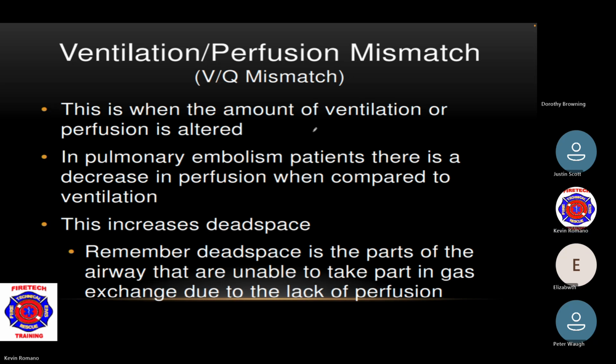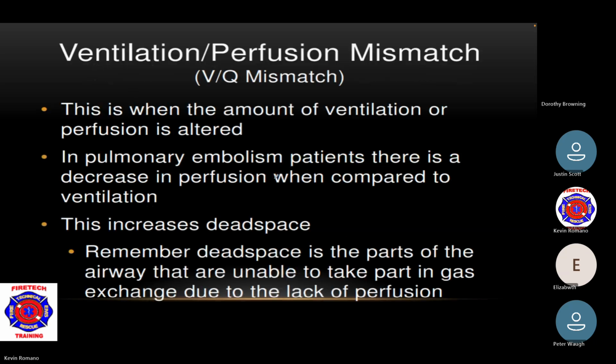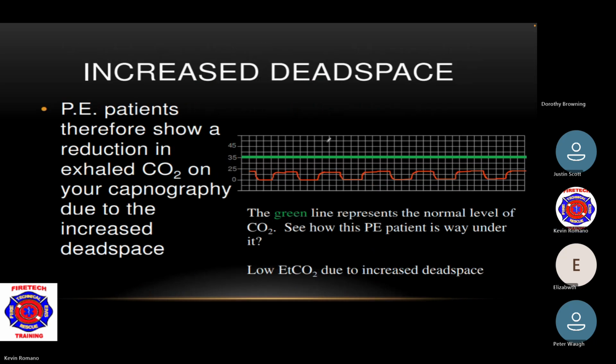Okay. This increases the dead space. Remember, the dead space is the part of the airway that is unable to take part in gas exchange due to the lack of perfusion. Right? Therefore, increased dead space happens. The PE patients therefore will show a reduction in exhaled CO2 on your capnography due to the increased dead space. So the green line represents normal, and see how the PE patient is way under it. Low end tidal due to increased dead space.